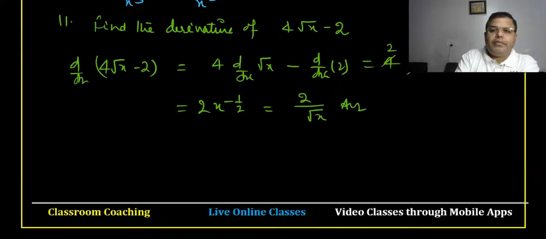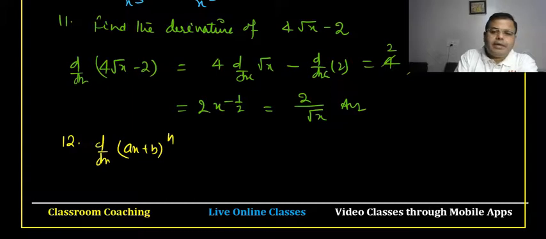Now we are moving to question number 12, and question number 12 is d by dx of (ax plus b) whole to the power n. This is a question from the function of function, that is the chain rule, but this is beyond the scope of this book, but still, because this question is given, we can solve it.